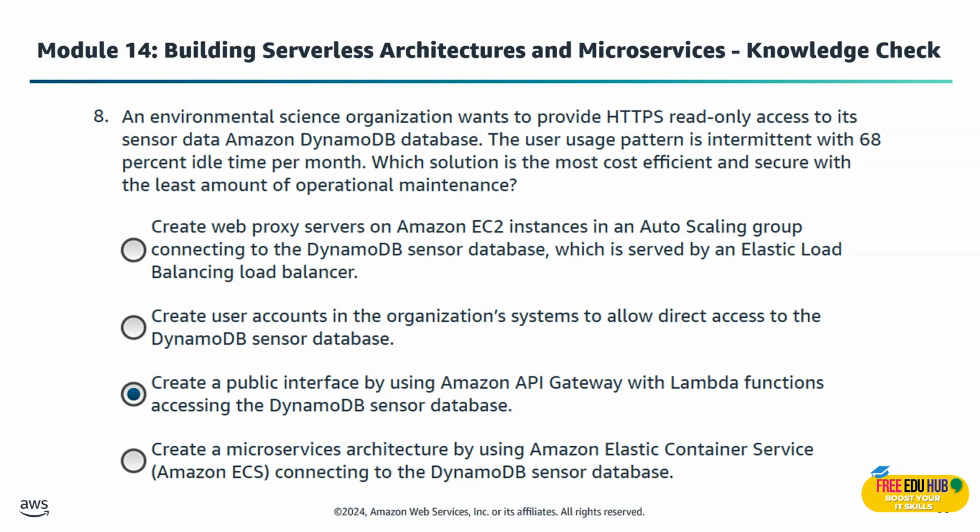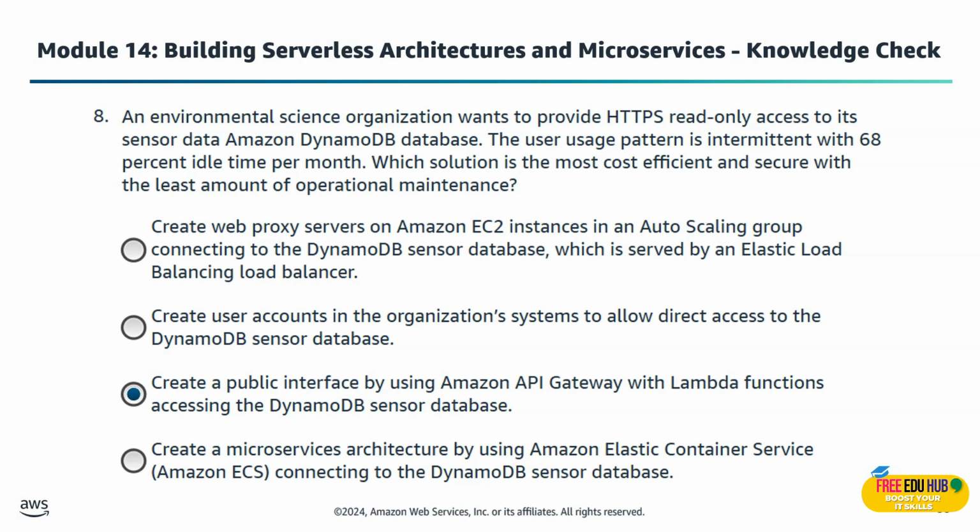Question number 8 says an environmental science organization wants to provide HTTPS read-only access to its sensors data in an Amazon DynamoDB database. The usage pattern is intermittent with 68% idle time per month. Which solution is the most cost efficient and secure with the least amount of operational maintenance?